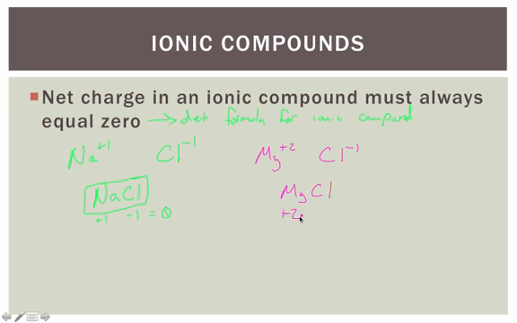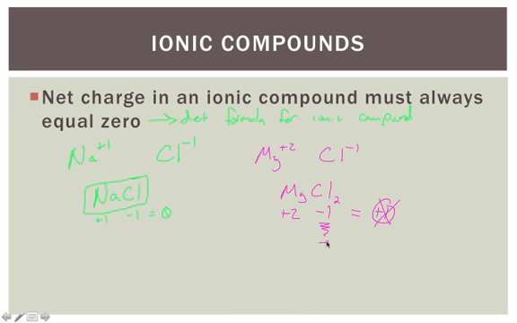Well, we look back and the magnesium had a charge of +2, the chlorine had a charge of -1, and unfortunately when you add these two together they add up to a total of +1. This is not a net charge of 0, which means this can't possibly be the formula for magnesium chloride. We need more of these negative charges, and the way we do that is by increasing the number of chlorine atoms or chlorine ions in our actual formula.